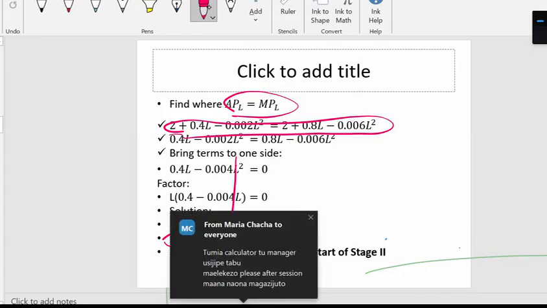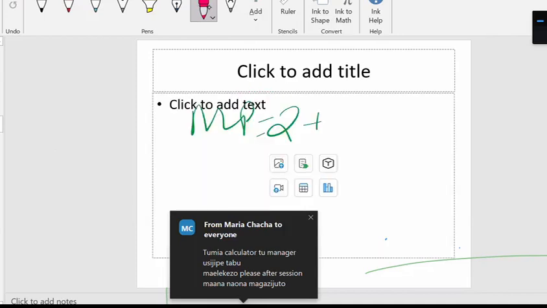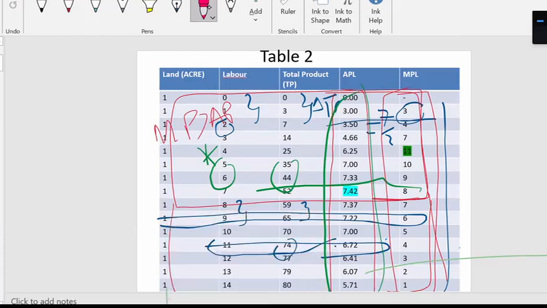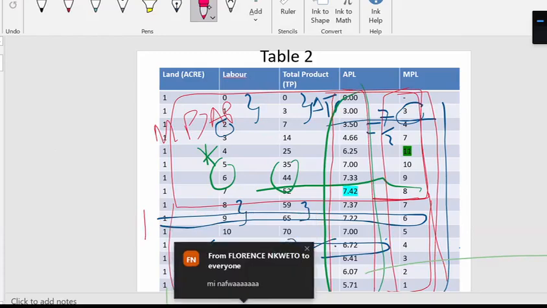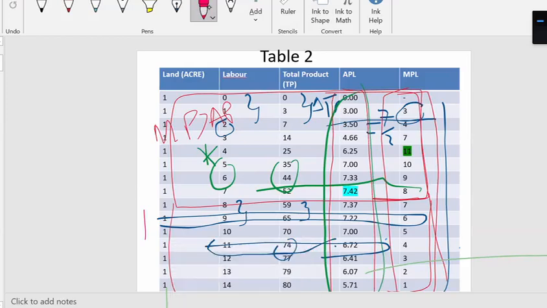Sorry. Yani we have 3 stages. Tuna stage ngapi? 3. Stage ya kwanza ni pale ambapo marginal product is equal to less than what? 0. Lakini stage ya pili inaishia pale ambapo average product is equal to marginal what? Marginal product. What does it mean? What does it mean having this 100 here? Maana end of stage 2 ni ngapi? 100. Sawa, ukisoma vizuri hapo utapata hilo ni 100.